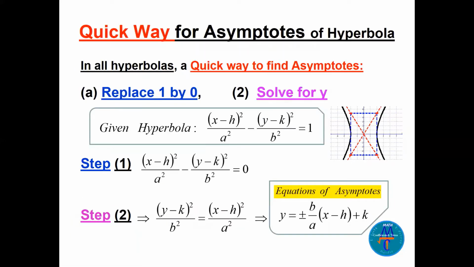Look at this, the last slide before we start the examples. Quick way, very quick way actually, for finding asymptotes of the hyperbola. 2 steps. In all hyperbolas, you can replace 1 by 0 because you have 1 here in the standard form. Suppose this is the given hyperbola, any hyperbola. Replace 1 by 0 and then solve for y. So I did it here in general. Put 1 here, 0, replace it. This is step 1. Step 2, solve for y. So I leave this y on one side, take this on the other side, take the square root of both sides. You get 2 lines here. The slope will be plus or minus b over a.